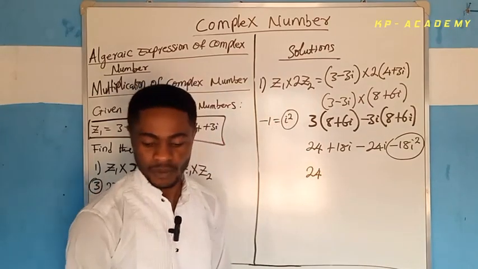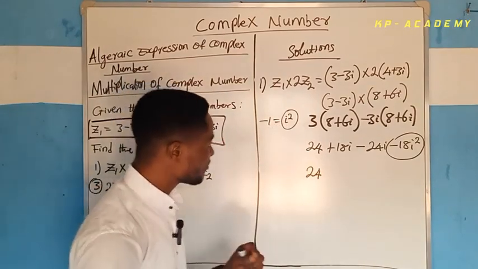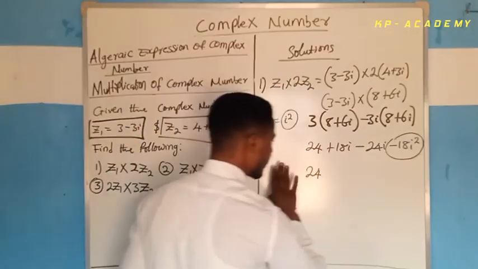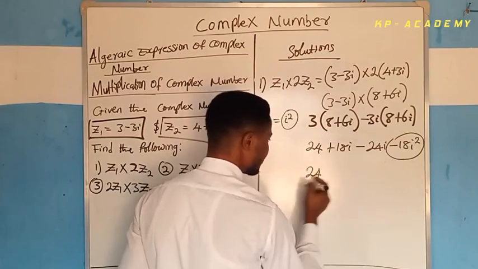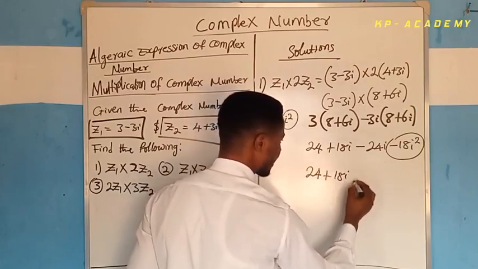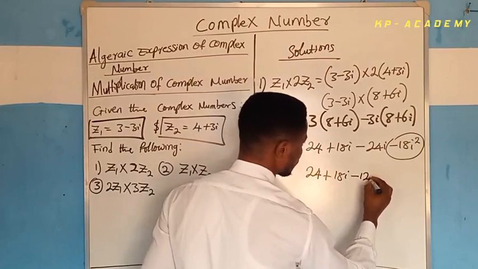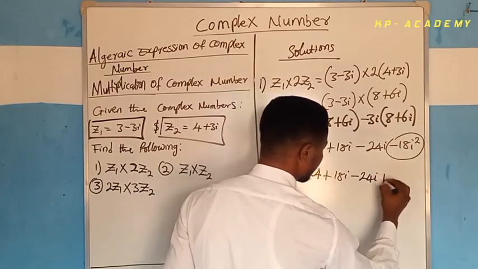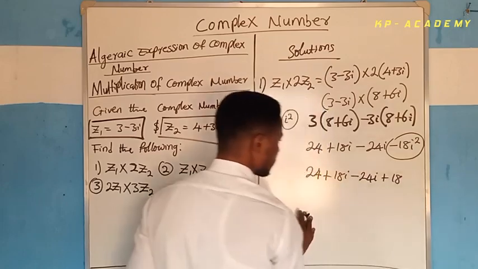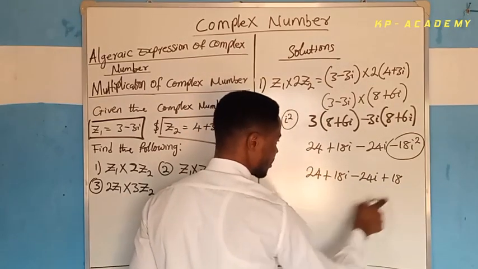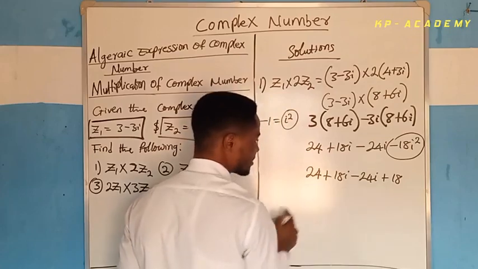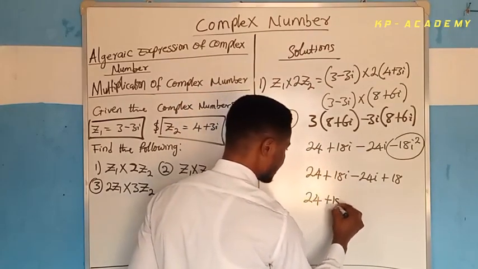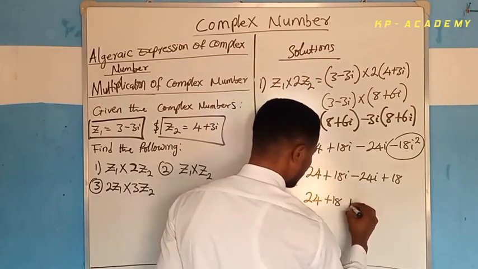So in complex numbers, wherever you see i squared, it means minus 1. Now, expressing this further, we have 24 plus 18i minus 24i, then plus 18. In this case, this one is now a real number, no longer an imaginary number.